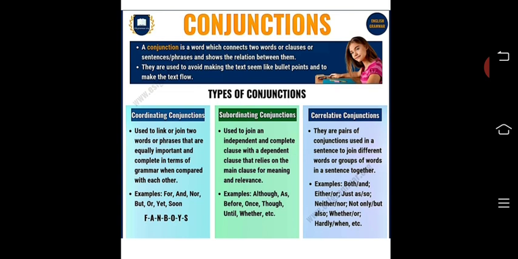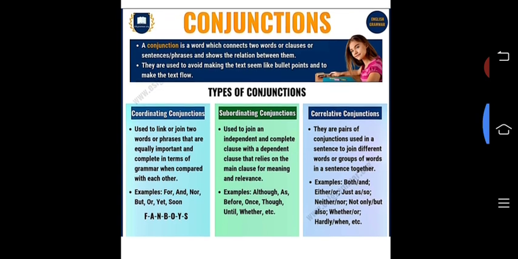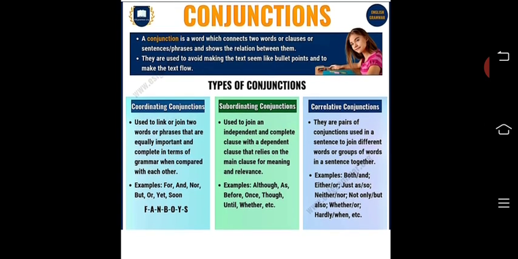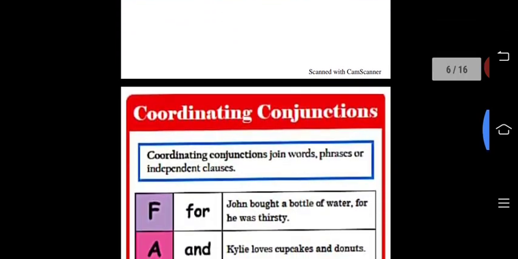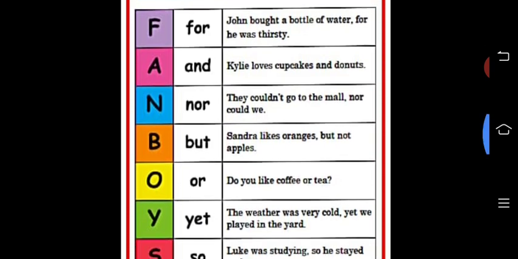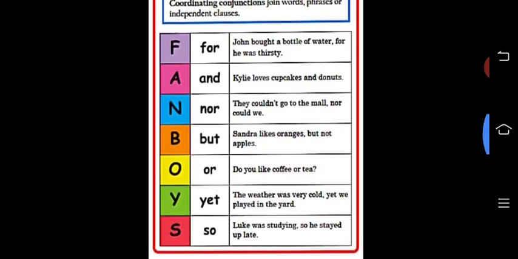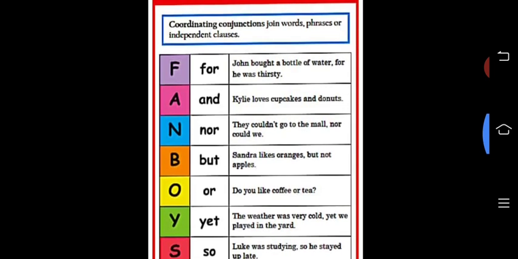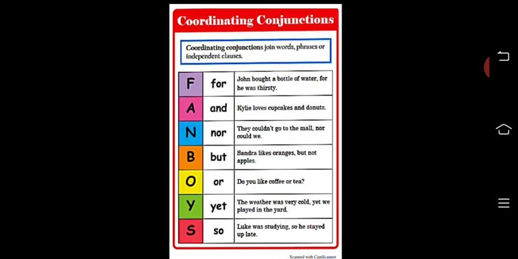And correlative conjunctions, they are pairs of conjunctions. Note it down: pairs of conjunctions used in a sentence to join different words or groups of words in a sentence together. And this correlative conjunction will be used in compound sentences. Got it? Examples: both and, either or, just as, neither nor, not only but also, whether or, hardly when, etc. Okay, then as I said, FANBOYS for coordinating conjunction. Here I have given an example, you can note it down and take a screenshot.